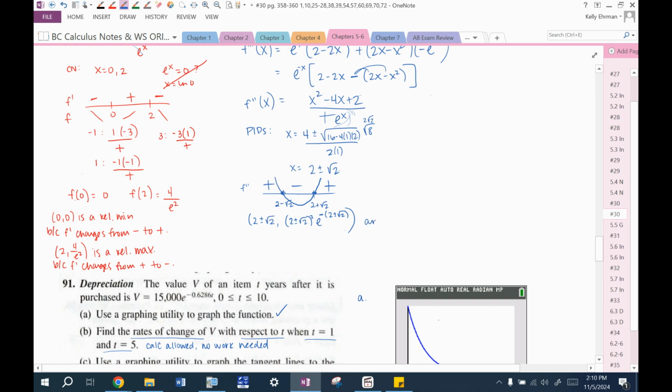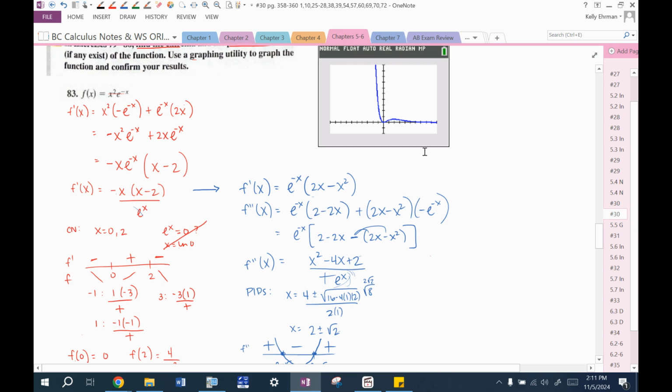Those points are points of inflection. Why? Because f double prime changes signs. Doesn't matter what it changes to, it's just the fact that it changes signs. Like I said, definitely our longest problem. And then graph this to verify. So I double checked where 2 plus radical 2 was, and that was right about here, where this graph does seem to change concavity.